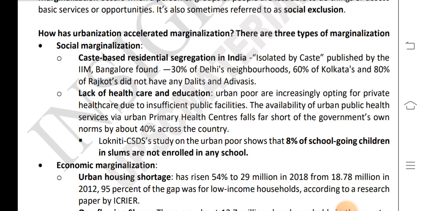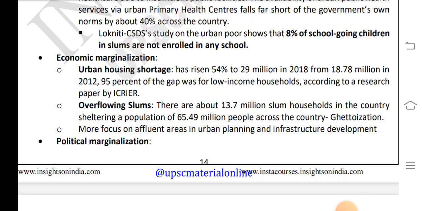Urban poor are increasingly opting for private healthcare due to insufficient public facilities. The availability of urban public health services, like urban primary health centers, falls short of the government norms by about 40% across the country. A Lokniti CSDS study on the urban poor shows that 8% of school-going children in slums are not enrolled in any school. Economic marginalization.